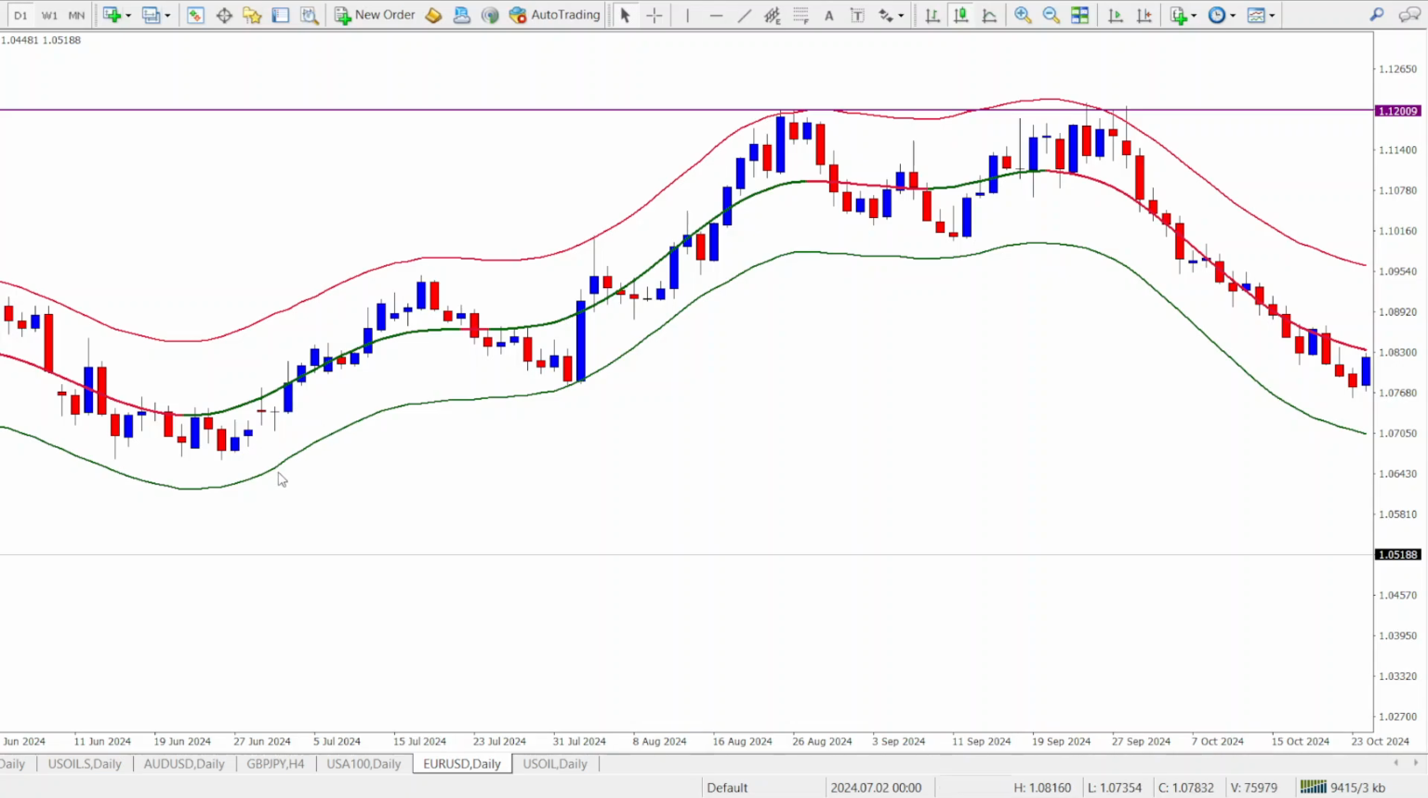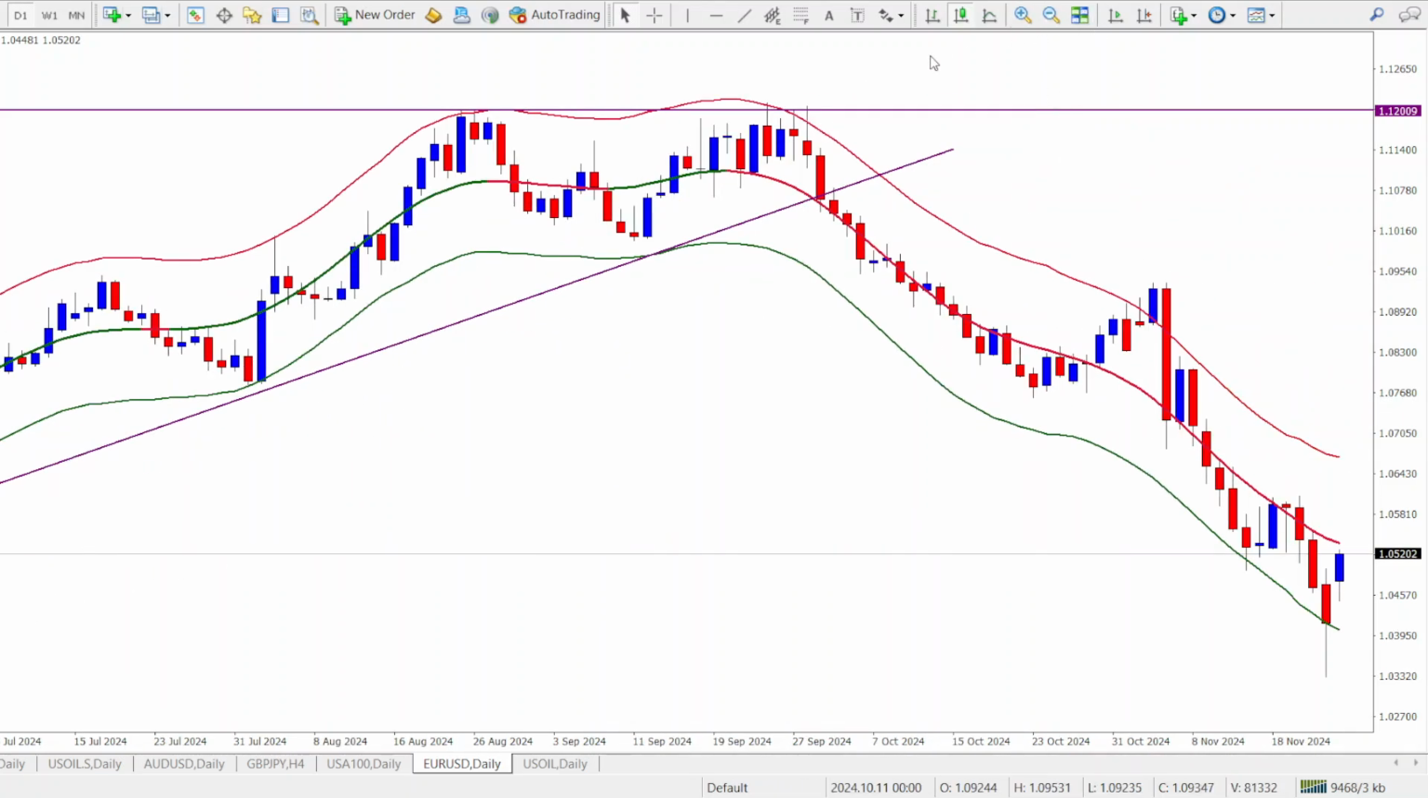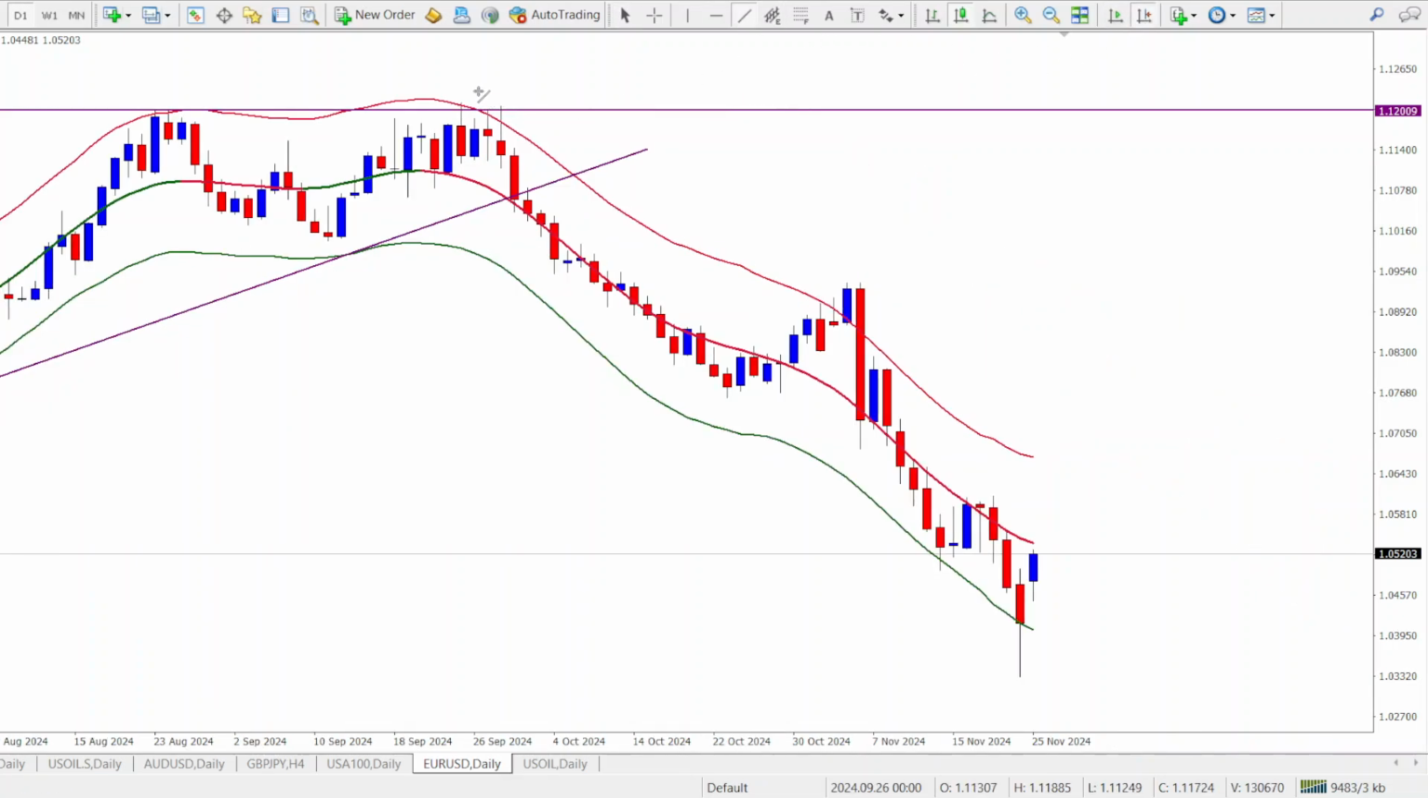And you can see even in this uptrend, we had a bullish trend here. The upper band kept on serving as dynamic resistance, while the lower band, which is the green line, keeps serving as a dynamic support, both in a bullish trend and even in a bearish trend as well. As we can see, even in a bearish trend, the red line serves as dynamic resistance, while the green line serves as a dynamic support.